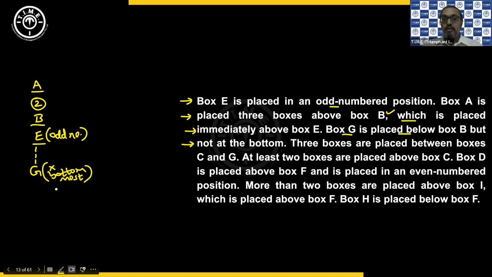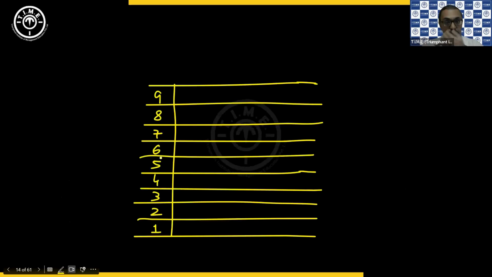Okay, so basing on this, we need to check which odd numbers are available for E. Now 1 definitely is not available for E, because if 1 is E, then 2 is B, then G cannot be fixed. Now, what about the third position? If I take E in the third position, that is definitely available. Then I can have B in the fourth, then leaving a gap of 2, I can have A in the 7th and then G in the 2nd, because G cannot be the bottommost. Correct? So this is case 1.